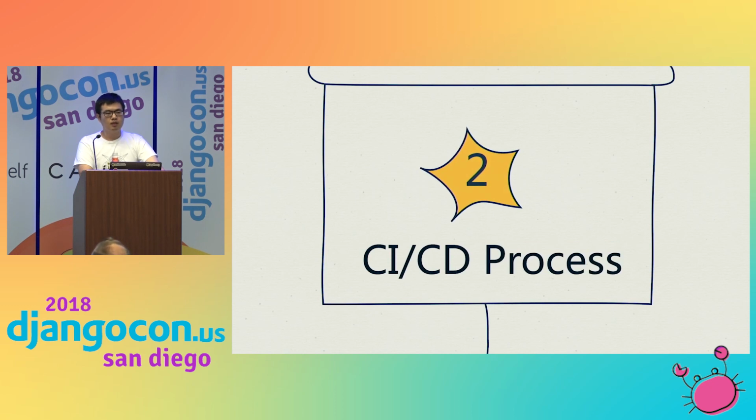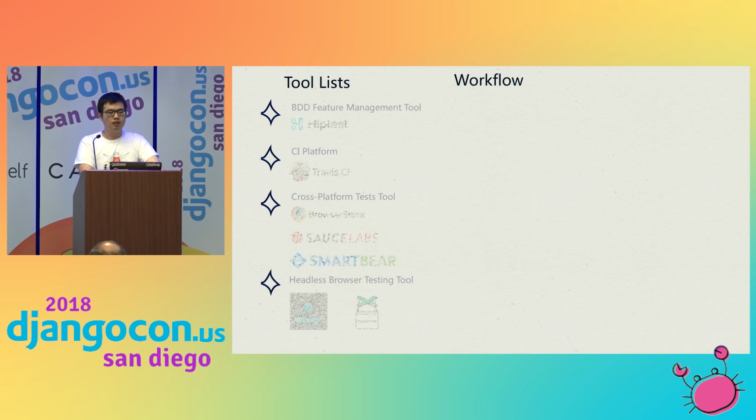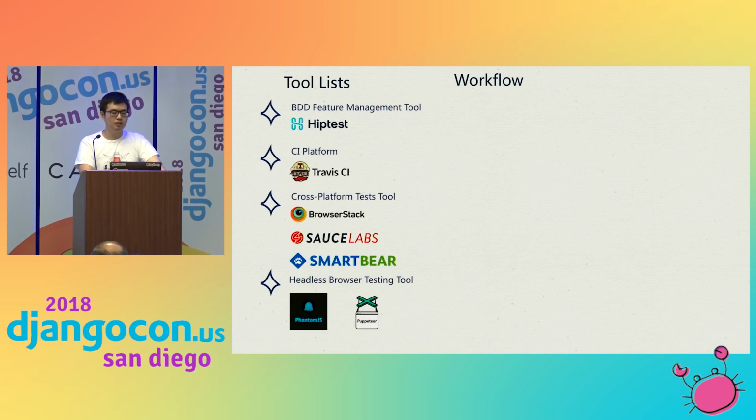Now we're going to talk about our code delivery process. So everything will be online, and we need some tools to help us. First, for the BDD, we need a feature file management tool, which is HipTest. And for the CI platform, we are using Travis CI, and they're free for open source. And also, we need a cross-platform test tool. Here you can see a bunch of them on the market, and we are using BrowserStack. And also, you are more than welcome to use headless mode of the browser, so that can run very fast. PhantomJS, Puppeteer, whatever you like.